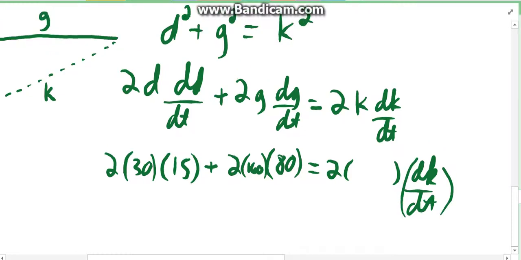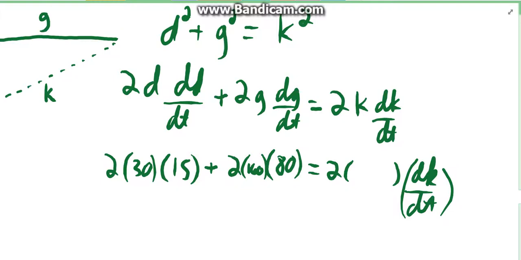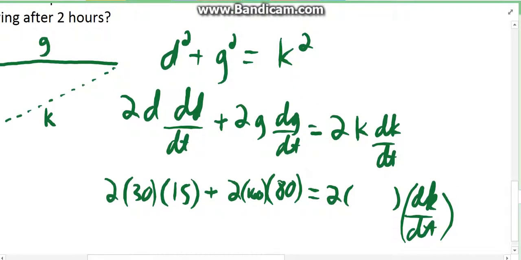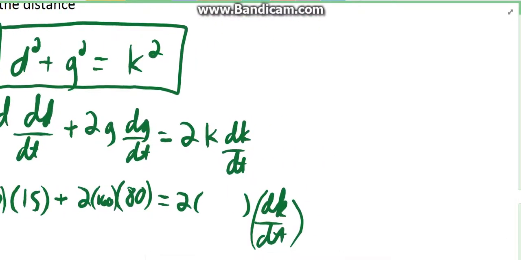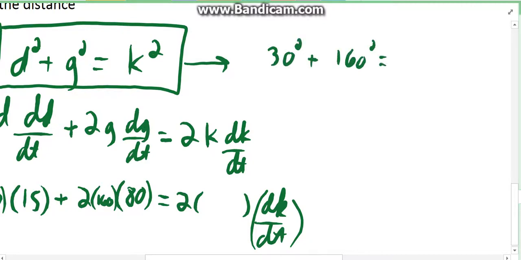Okay? So the way we're going to find k, again, when you're missing a variable and you don't know how to do it, go back and read the problem and think, what can I use to find it? A lot of times that comes in the form of an equation, and in this case, we already have the equation right here. If we know d is 30 and g is 160, we can plug them in. So that turns this equation into 30 squared plus 160 squared. And that equals k squared.